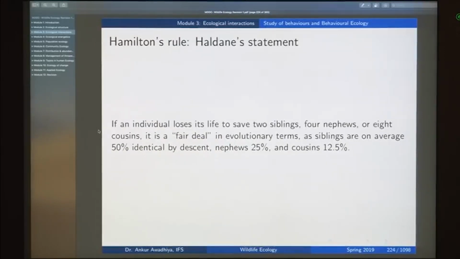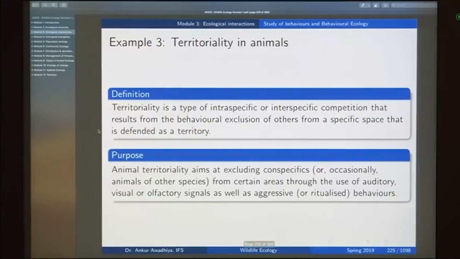And then we have Haldane's statement: if an individual loses its life to save 2 siblings or 4 nephews or 8 cousins, then it is a fair deal in terms of evolution, as siblings are on average 50% identical by descent, nephews are 25% identical by descent, and cousins are 12.5% identical by descent. So, if an organism is giving up its life to save more than 2 siblings, if it is saving 3 siblings, then evolutionarily that particular trait will be considered a trait that is worth selecting for. Then we looked at the example of territoriality.